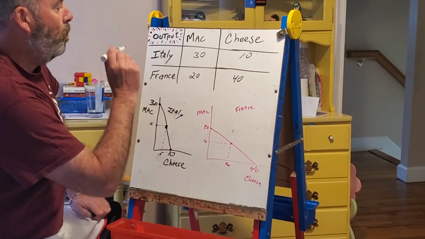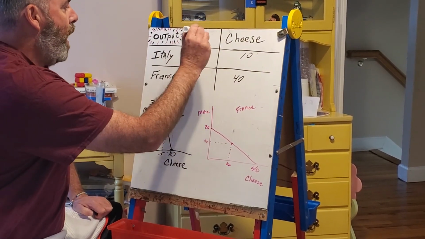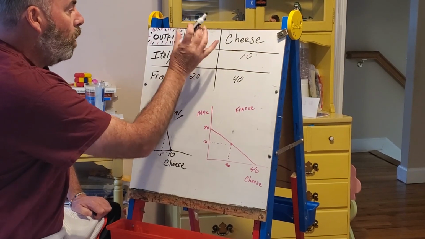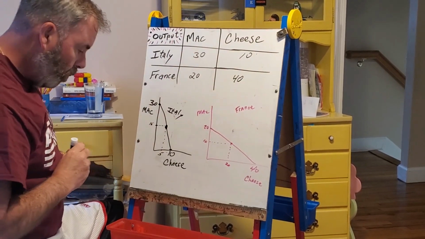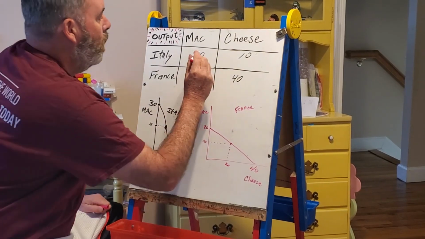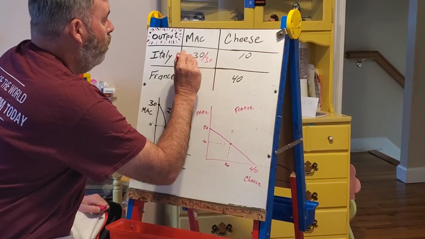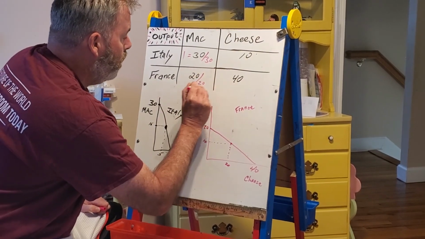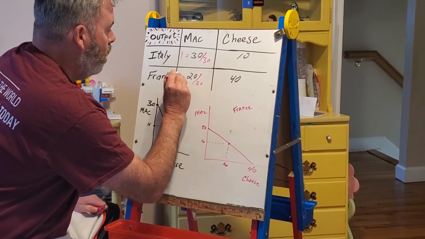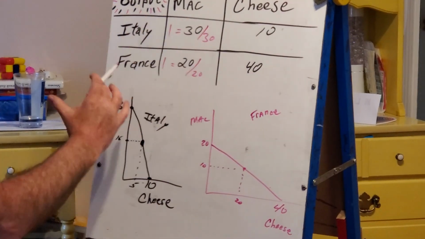Who should produce macaroni, or mac? Let's look at Italy. We're going to just focus on the macaroni side. The first thing we do is we need to get this equivalent to 1. So we're going to put both numerators as the denominator, and we're going to bring that to 1.